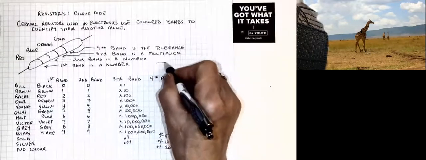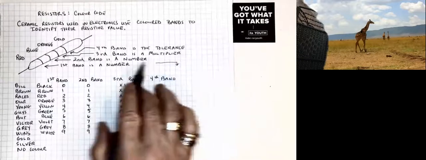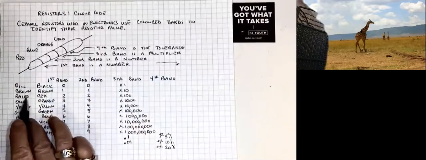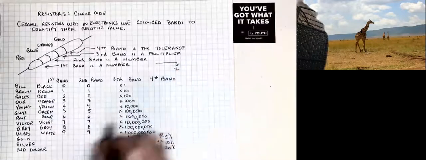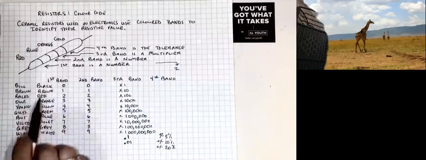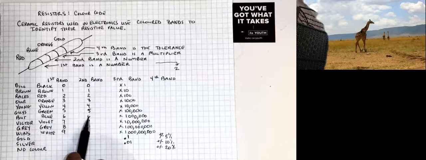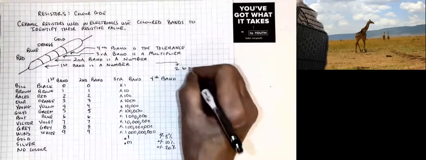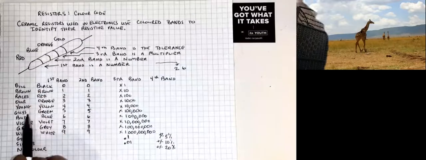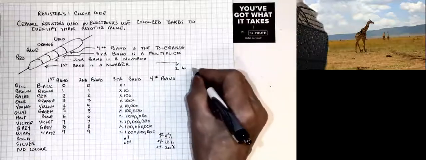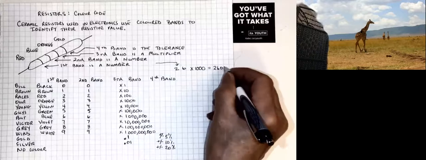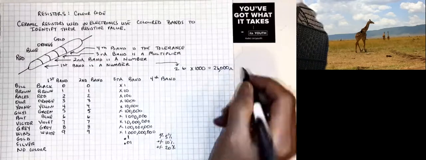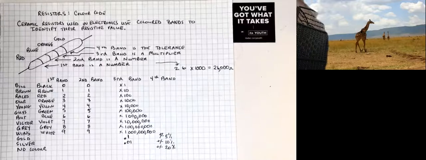So we said the first band was a number. So I'm going to look at the first band. It's a red. I take my red from the first column here, and so we're going to be counting a 2 for that. Then I look, my second band was a blue, so I have to go down to blue, and from the second column I see that it is a 6. Now my third color is an orange. That's our multiplier. I have to multiply this number by 1,000. So I'll end up with 26,000 ohms of resistance.